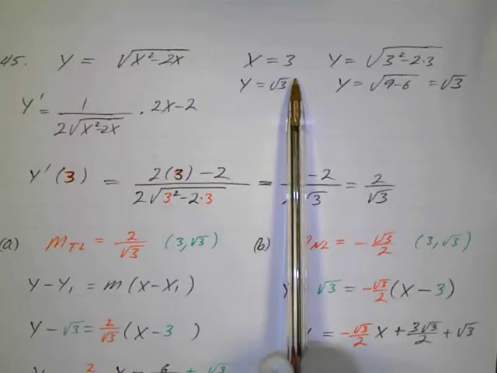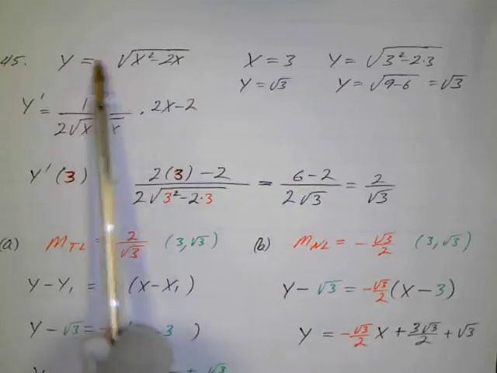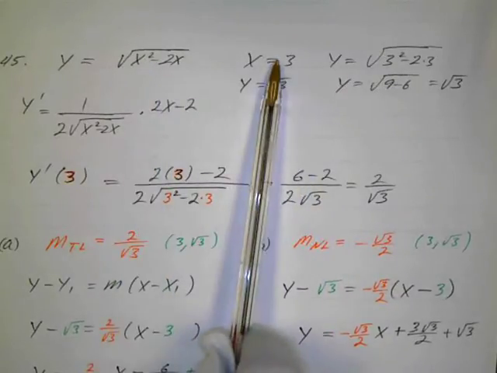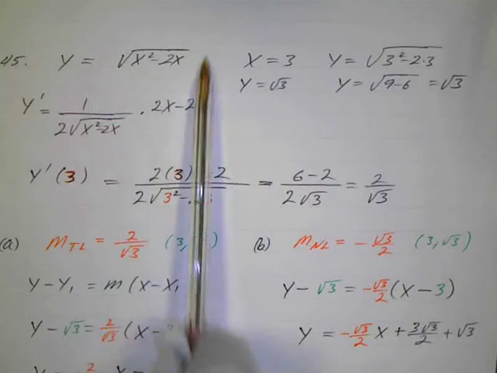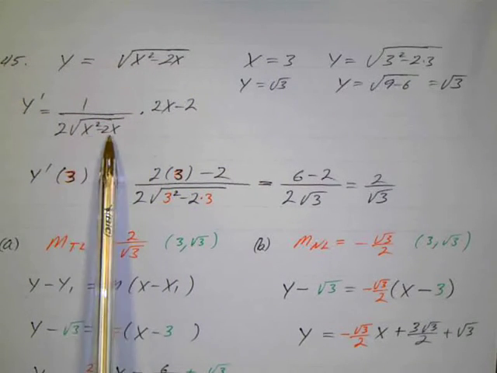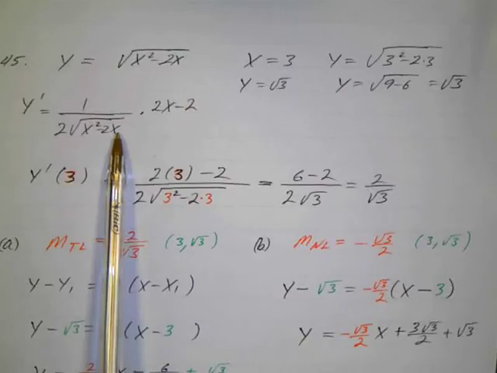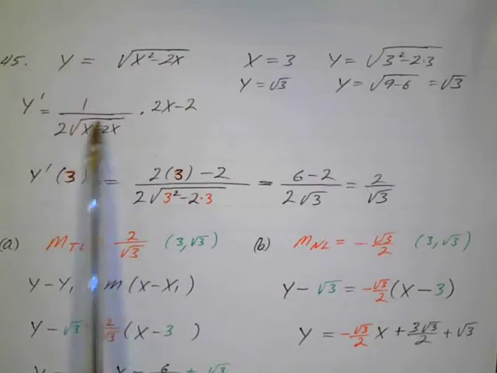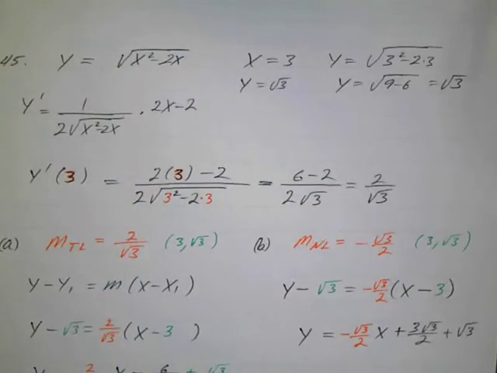And in order to find the slope of the tangent line at that point, I take the derivative and evaluate it at x equals 3. Well, again, we're going to use our good old square root rule. That comes in handy, doesn't it? 1 over 2 times the square root of x squared minus 2x, all times the derivative of what's in here. Using the chain rule, that's 2x minus 2.